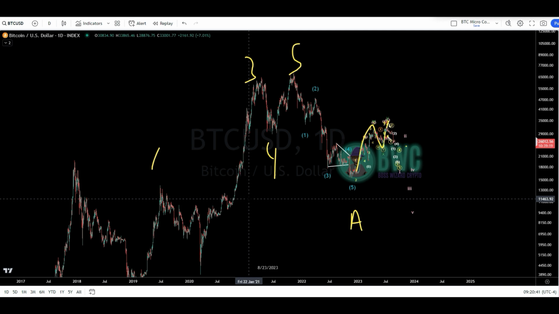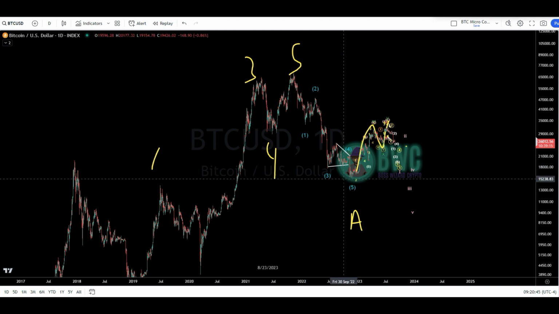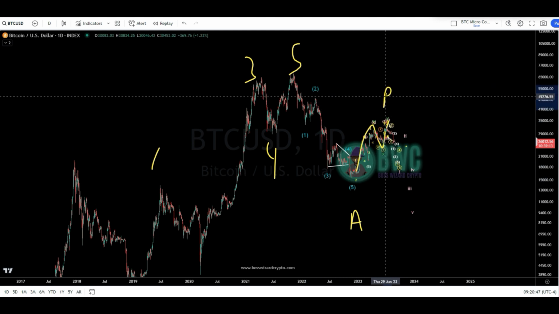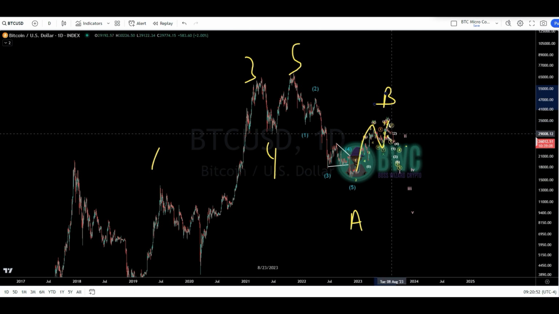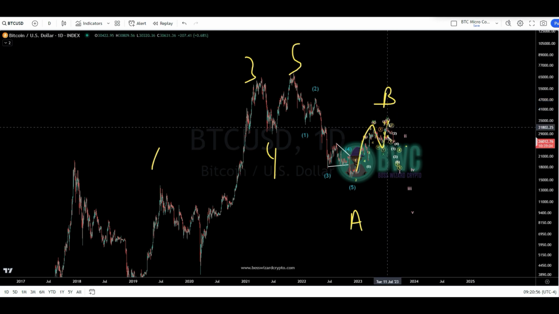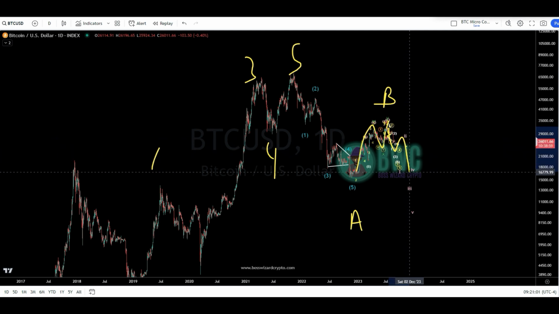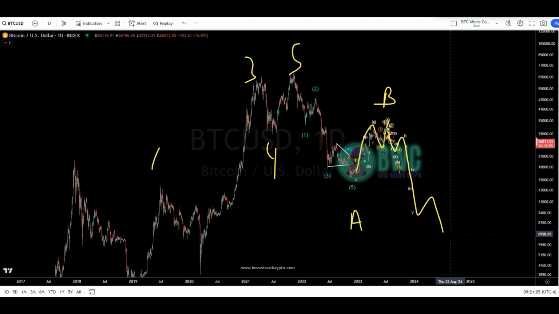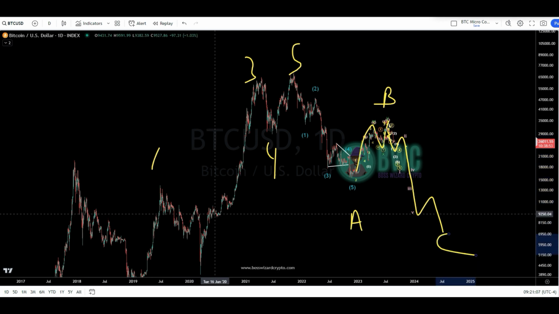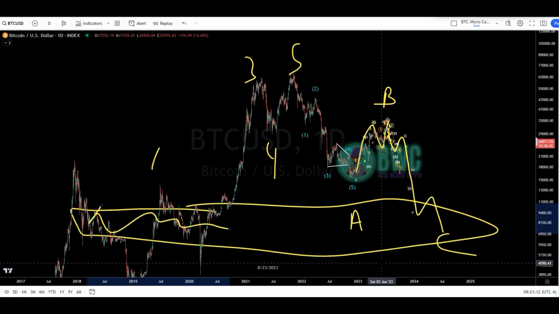It's a double zigzag, and that's your A wave, and that would be your B wave. And then the expectation is that which you've already started, by the way. You're going to get 1, 2, and then an oh my god 3, right? 4, 5, and that's going to be your C wave. And you're going to bottom somewhere in here, in this range right there. And that would be the expectation.